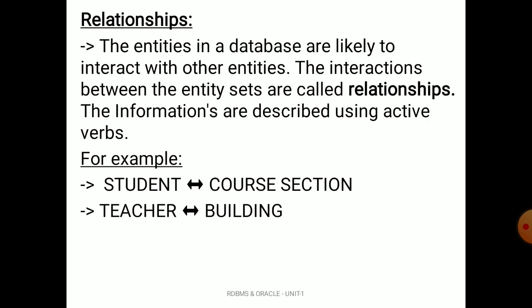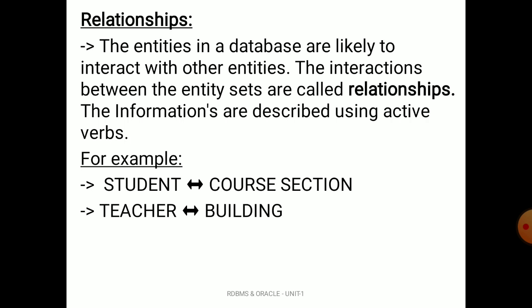Next, relationships. One of the important database concepts is relationship, because you want to communicate from one entity to another entity. The relationship concept is embedded. First, the entities in a database are likely to interact with other entities. The interaction between entity sets is called a relationship. One entity set interacting with another entity set is called a relationship. The information is described using active verbs.